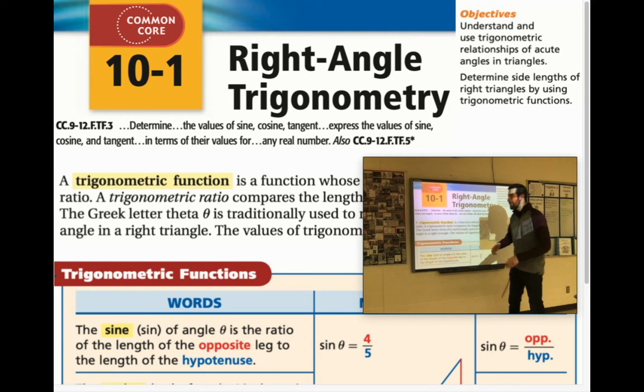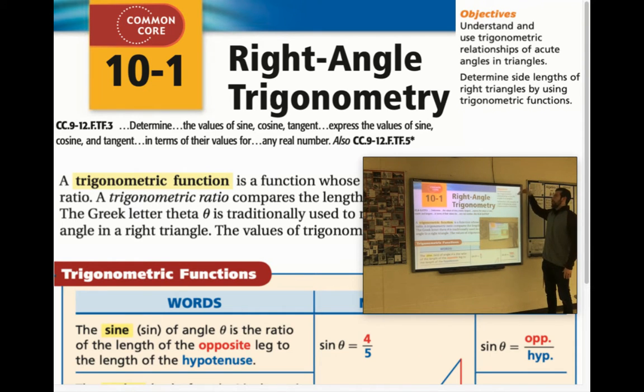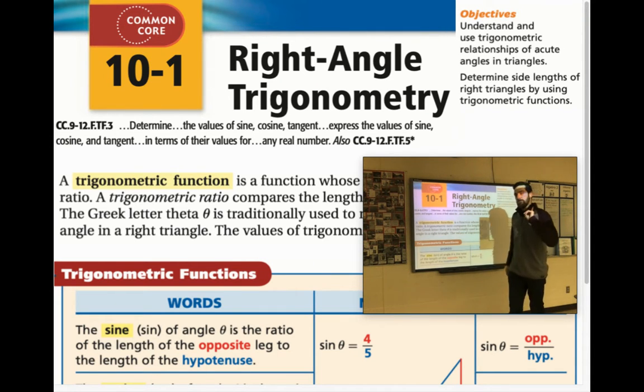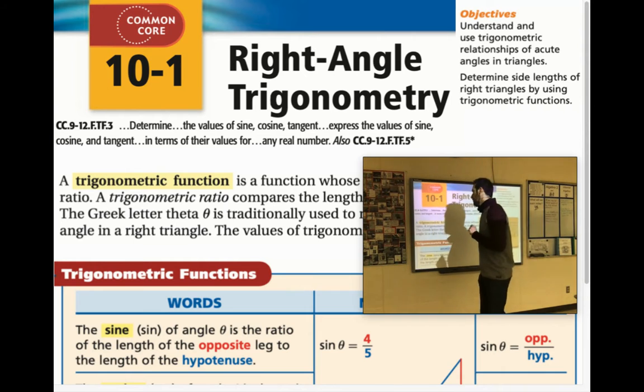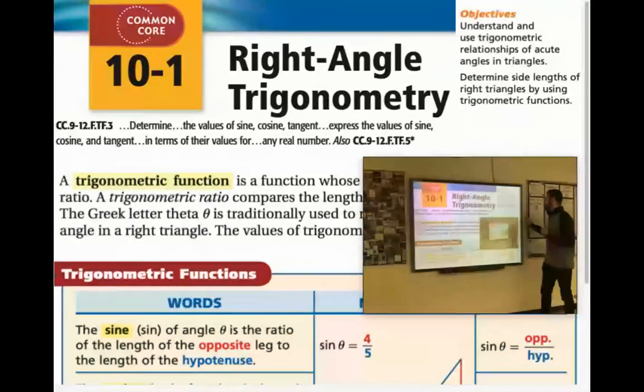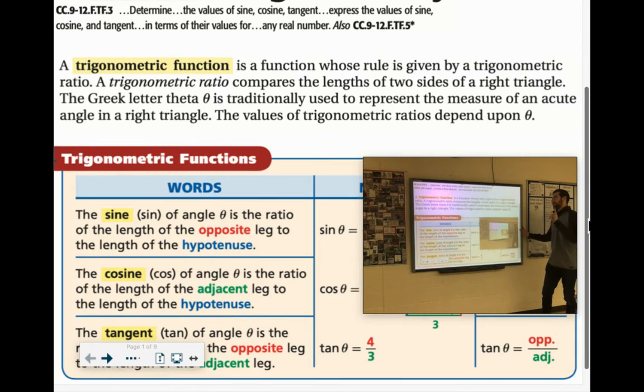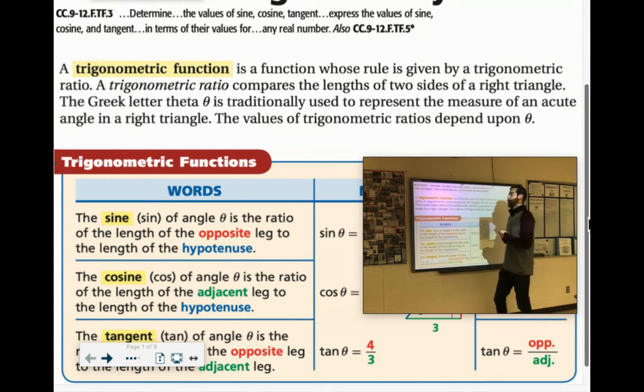Thanks for joining us. Today we're going to get into some right-angle trigonometry. We're going to use the trigonometric relationships of acute angles and triangles. We are also going to determine the side lengths of right triangles by using those trigonometric functions. A trigonometric function is a function whose rule is given by a trigonometric ratio.